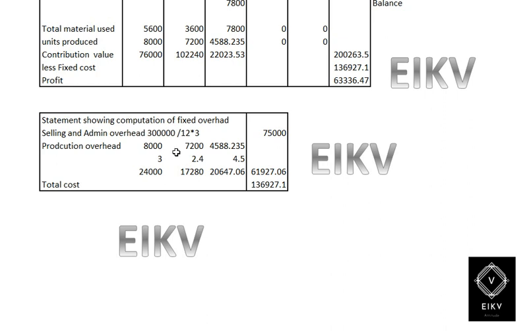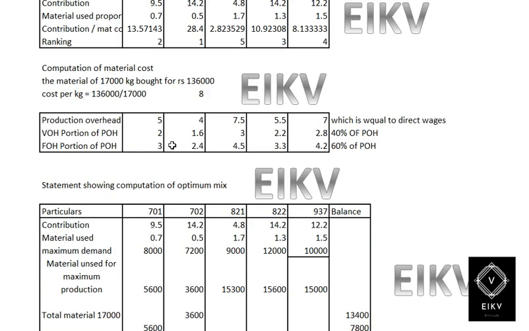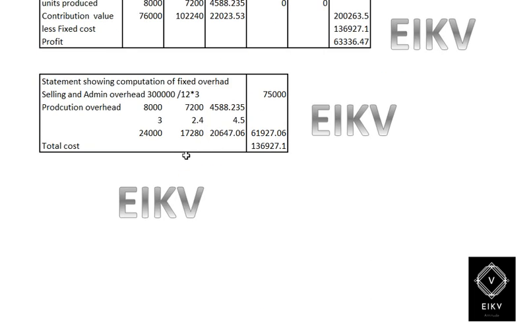Production overhead will be 8,000, 7,200 and 4,558 multiplied by 3, 2.4 and 4.5, which is the 60 percent of the production overhead. So when we multiply this amount and take the total, we will get 61,927, plus the quarterly fixed cost, we will get the total fixed cost of 1,36,927.